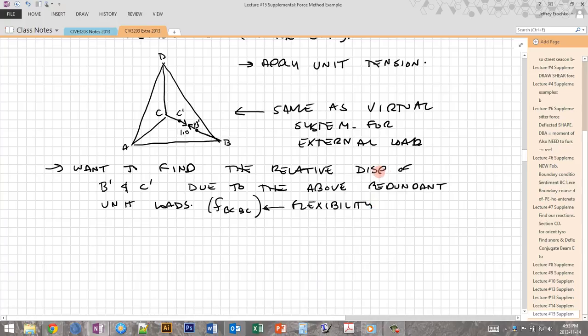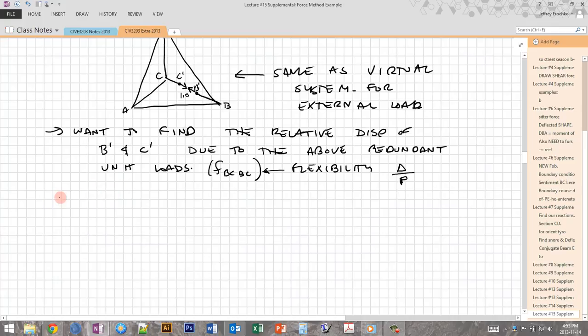So to restate that, we want to find the relative displacement of B prime and C prime, so the displacement of the two ends relative to each other, due to the above redundant unit loads that we're applying. So we're going to apply these loads and see how B prime and C prime move. The rest of member BC is still there because remember we're just making a cut at one point. And this relative displacement due to the unit load is the flexibility FBC-BC, which is in units of displacement over force. Delta over P, for example.